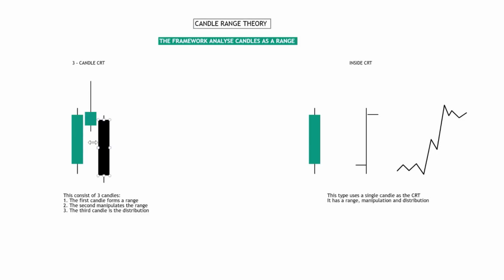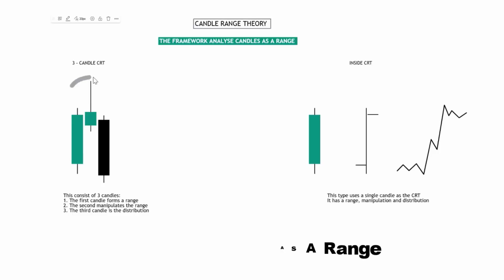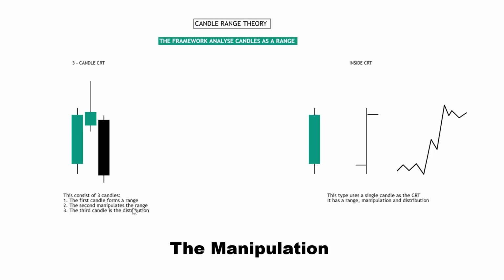If you're looking at the particular chart we have right here, you can see we have a three candle pattern. One thing you should understand firstly is analyzing the candle as a range. First things first, we have a three candle pattern right here. This particular candle, we're going to consider it as a range. And the second candle is the manipulation. That is, the second candle manipulates the range.